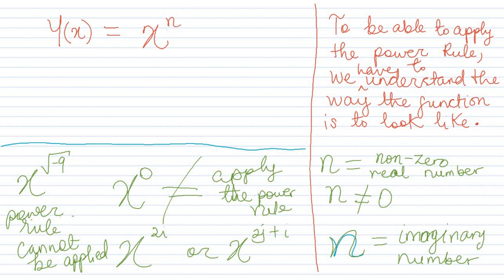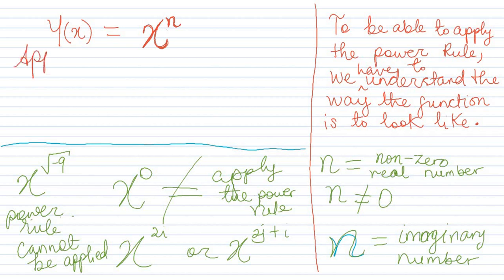So yeah, that's basically the answer. And you have y equals x raised to the power of n. Now that you understand what n can be, you understand that x is the variable, or x is the base. Now when you want to apply the power rule, that is when differentiation occurs.